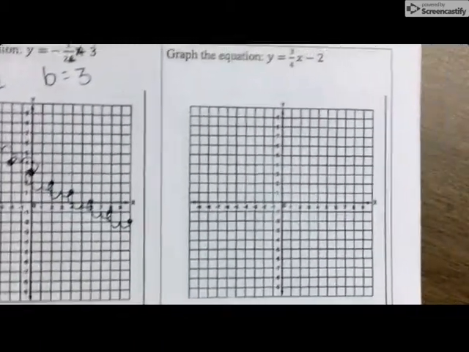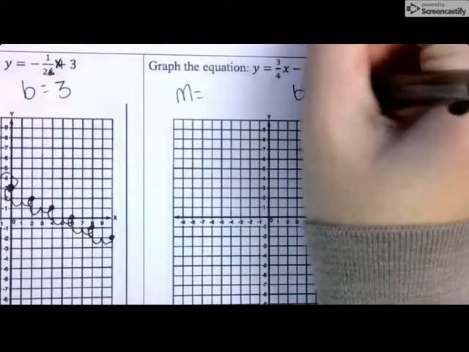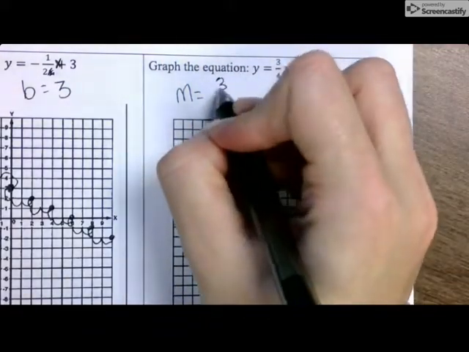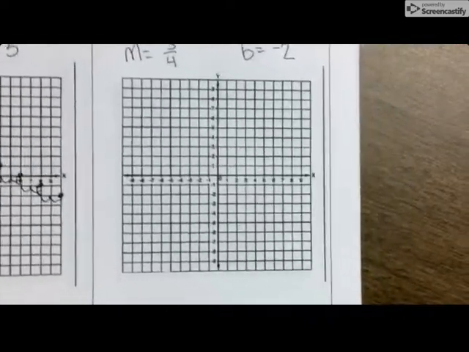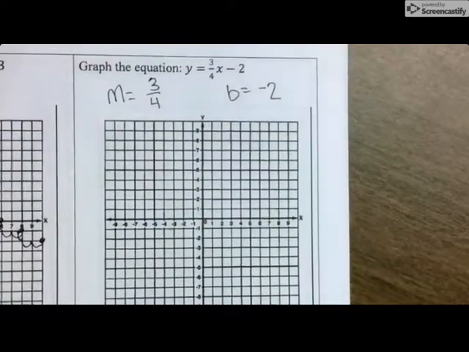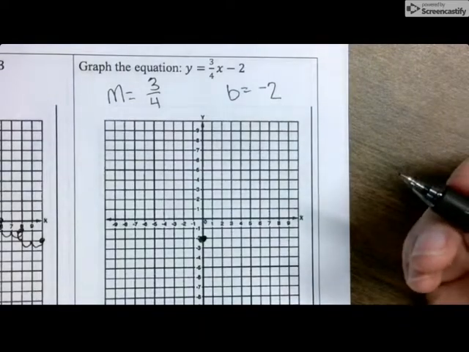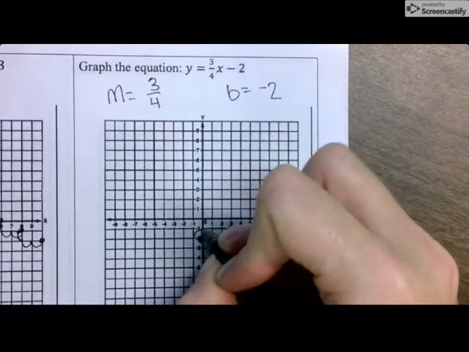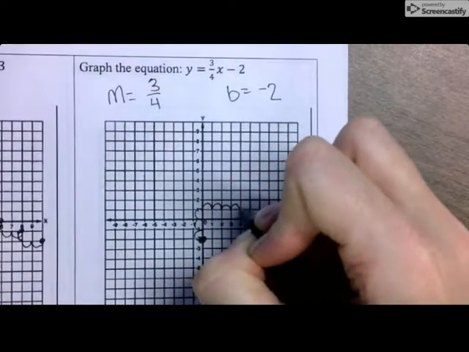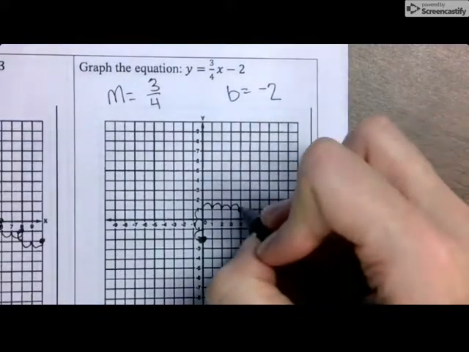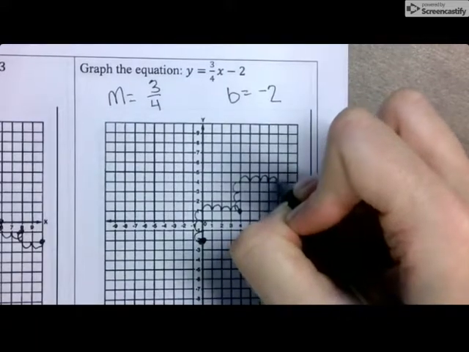So let's try and look at the next one. Same thing. Let's plot our M and our B first. Our M is 3/4. Our B is negative 2. So let's plot our negative 2. And in this case, our M is positive. So I'm going to go up 1, 2, 3, over 1, 2, 3, 4. Up 1, 2, 3, over 1, 2, 3, 4.